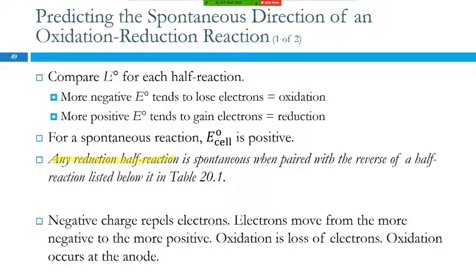Something that is sometimes easier to think about is that any reduction half reaction is spontaneous when paired with the reverse of a half reaction listed below it in the table. So if you identify the reduction half reaction, anything below it paired is going to be spontaneous, anything above is going to be non-spontaneous.